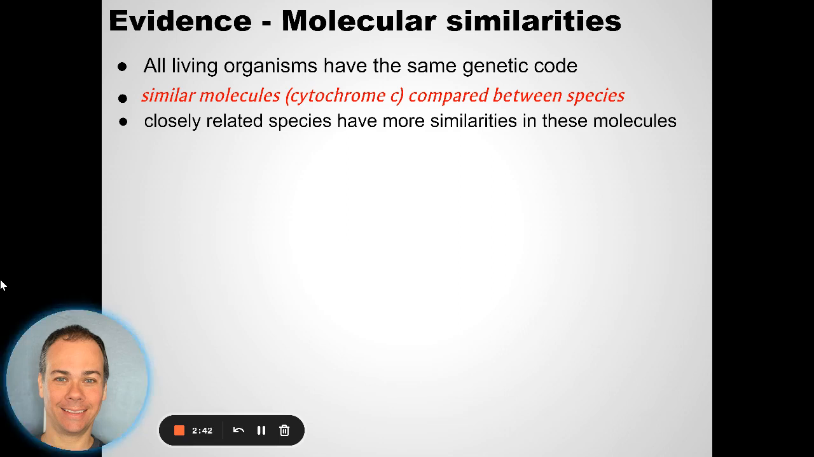Who's the common ancestor of you and your sibling? Your parents. Who's the common ancestor of you and your first cousin? Your grandparents. How about you and your second cousin? Great grandparents. And so we could think about those same kind of things related to species. When we compare two species, the more similar their DNA, the more recently they had a common ancestor.